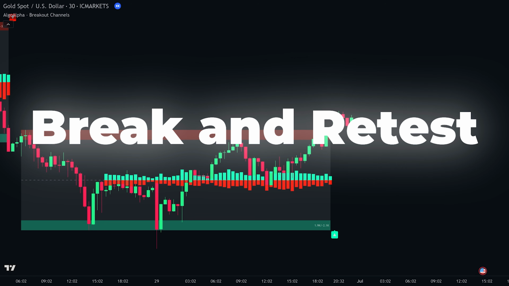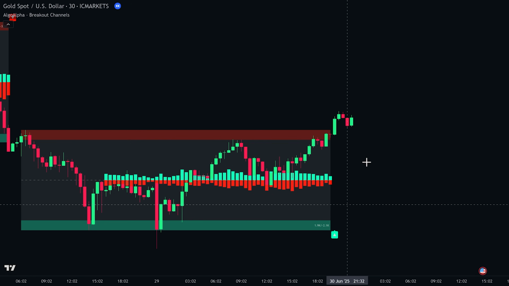Next up is the break and retest trade, which gives you a bit more confirmation. For a buy trade, you still wait for price to break above the channel. But instead of jumping in right away, let it pull back and retest the breakout zone. If it holds and you see a bullish candle with volume support, that's your entry.